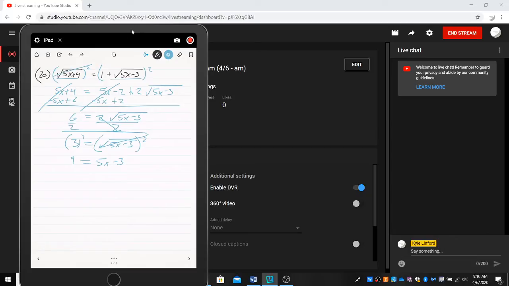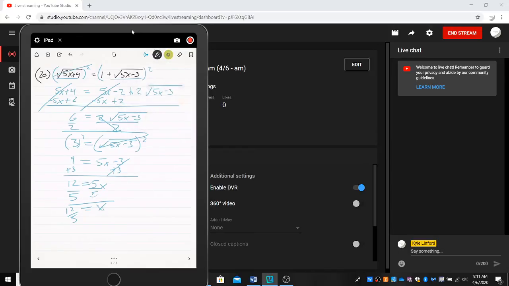So once we have this, we can easily add 3 to both sides. We end up with a 12 equaling 5x. Divide by 5. x equals 12/5. All right, well, kind of messy, but let's take a look and see if this is the actual solution.